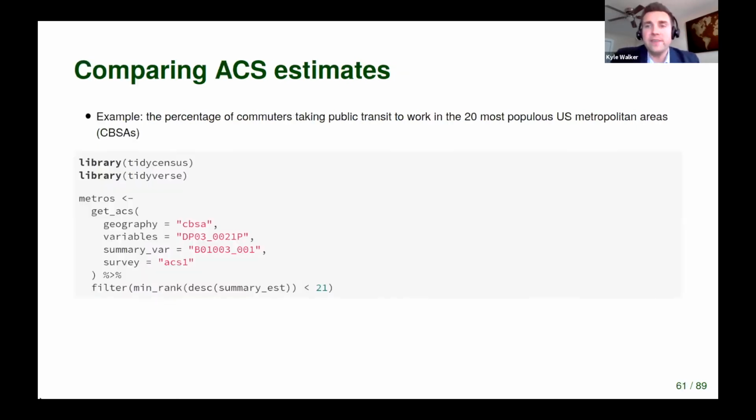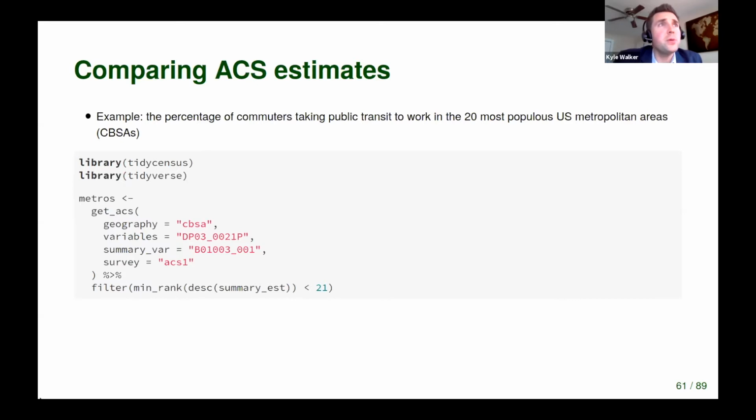So let's walk through a variety of different examples. Let's say we want to compare ACS estimates. In this particular case, we're interested in the percentage of commuters who are taking public transit to work in the 20 most populous US metropolitan areas. A few things that will be incorporated in here you've learned in the previous 2 hours of this workshop. We're loading in tidycensus and the tidyverse package. Just as a heads up, tidyverse, the package, is actually what's called a meta package that loads in a bunch of other packages. So in this example, ggplot2, the visualization package, and dplyr for data wrangling are all loaded in when you do library(tidyverse).